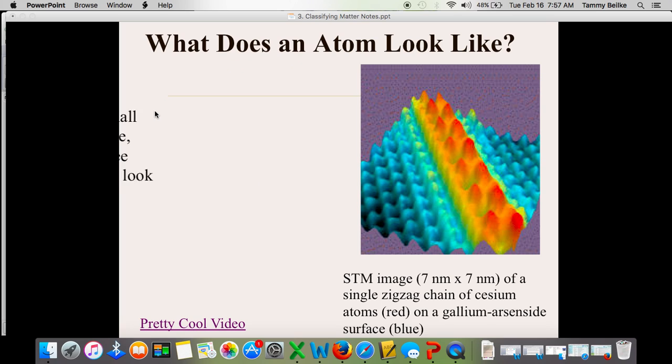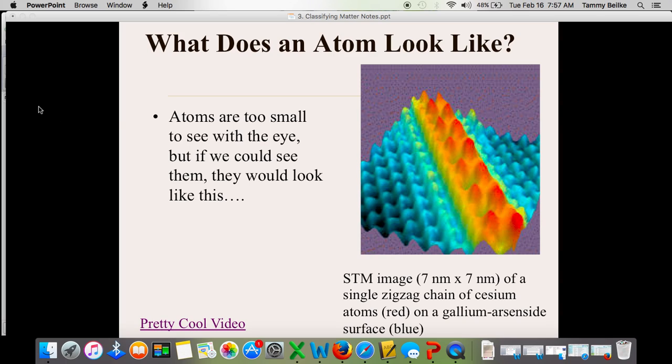Alright, so what does an atom look like? Well, it's kind of hard to see. You can't really see atoms because they're too small to see with the eye. But we can use these things called a scanning tunneling microscope, or an SEM, a scanning electron microscope, where they use beams of electrons and the beams of electrons bombard some material and then it starts giving you a shape. Well, this is actually an STM image of just a single zigzag chain of cesium atoms. So these are the cesium atoms, boom, boom, boom, boom, boom, on a gallium arsenide surface. So this is the gallium arsenide surface, and you can see that there's one layer up is the cesium atoms.